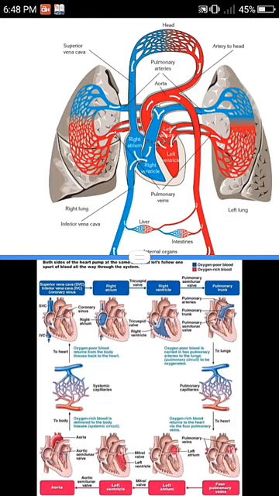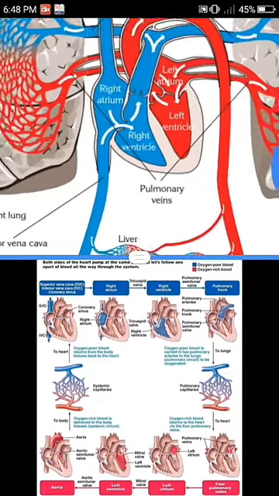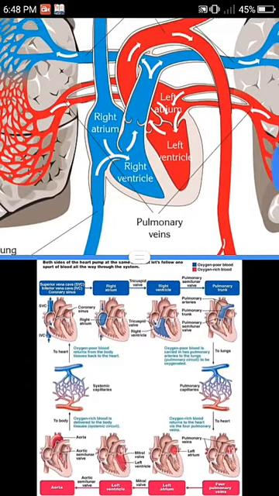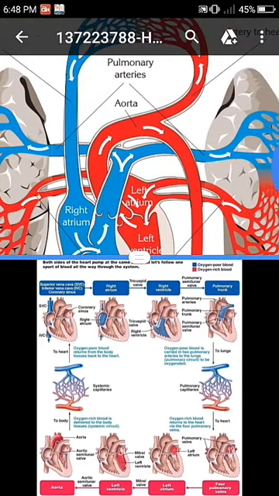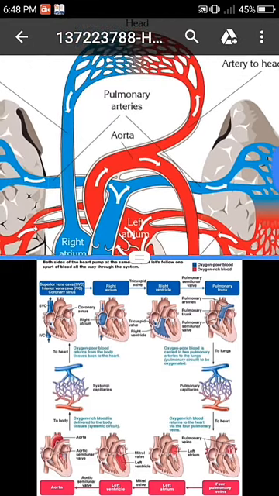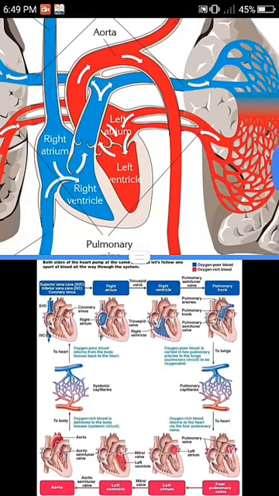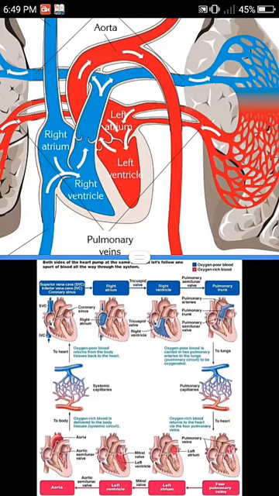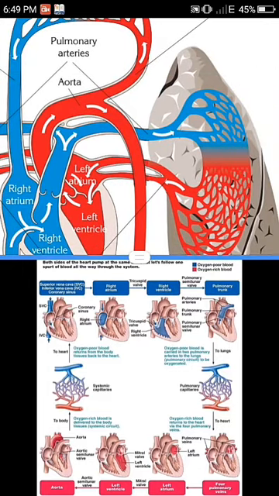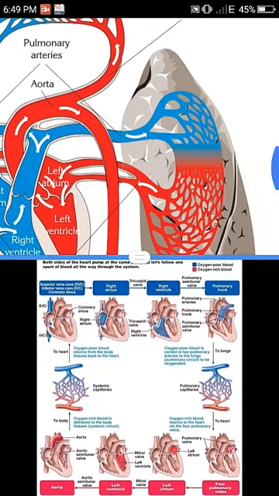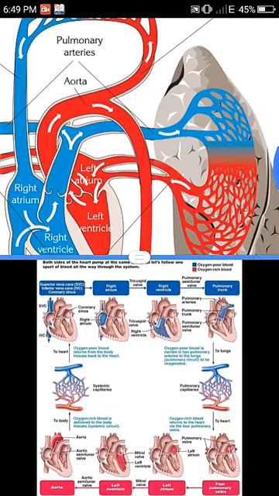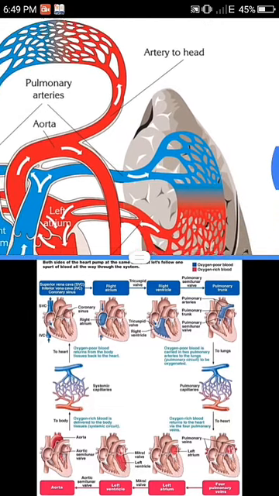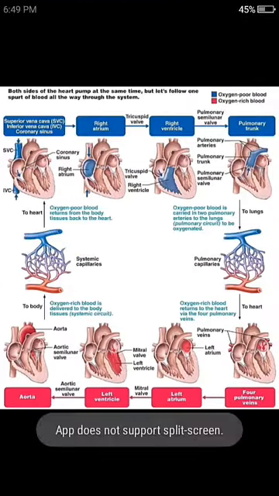it travels down to the right ventricle. Here it is shown that from the right ventricle it travels in this way, and after the right atrium it travels by the pulmonary arteries to the lungs, which are shown here.